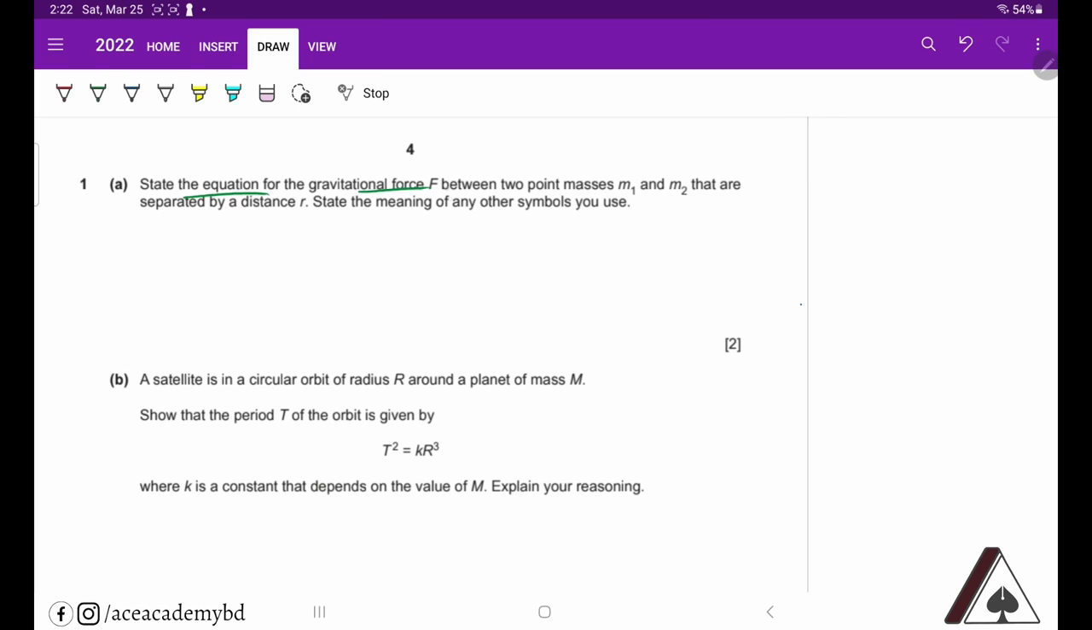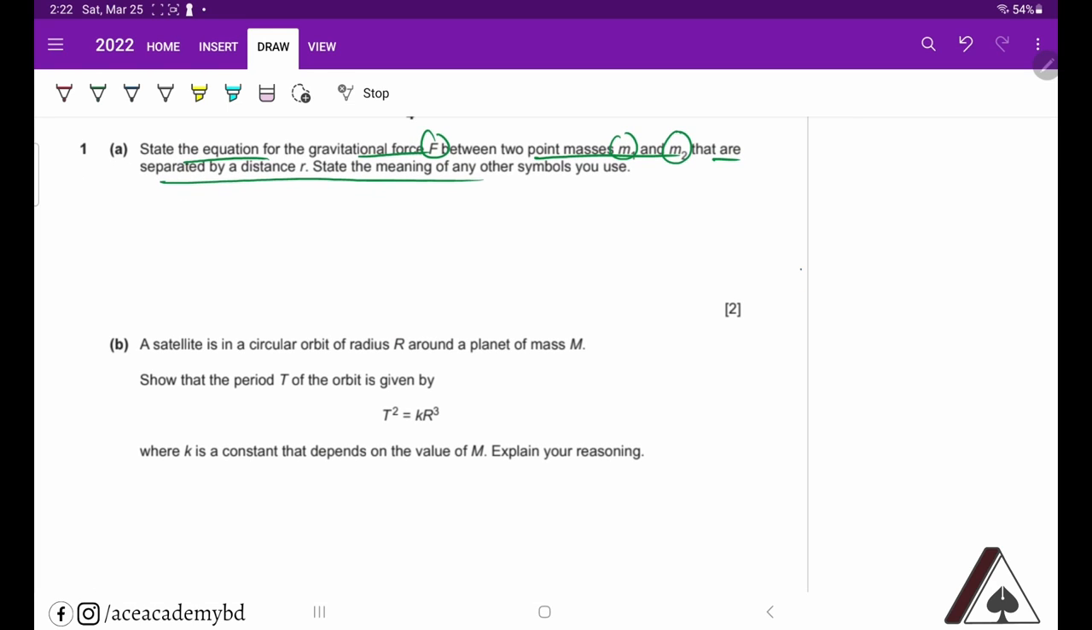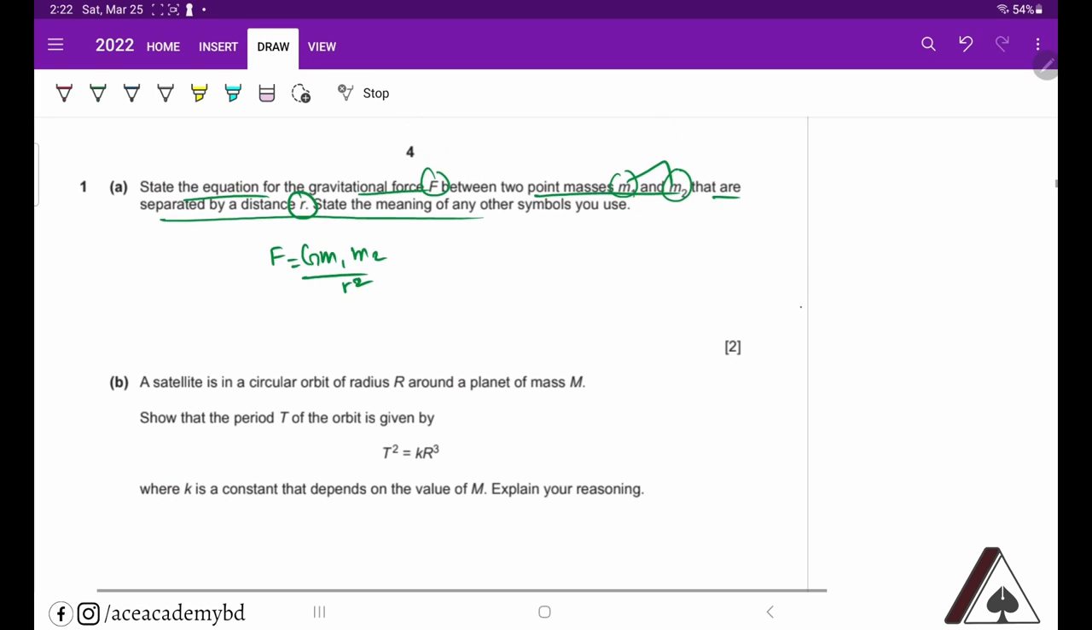State the equation for the gravitational force F between 2 point masses, M1 and M2, that are separated by the distance r. State the meaning of any other symbols that you use. So we know that the equation for gravitational force between 2 point masses is F equals G M1 M2 by r squared. They have given that r is small r and the 2 point masses are M1 and M2, hence we are using M1 and M2 here.